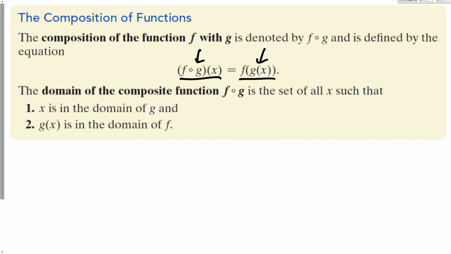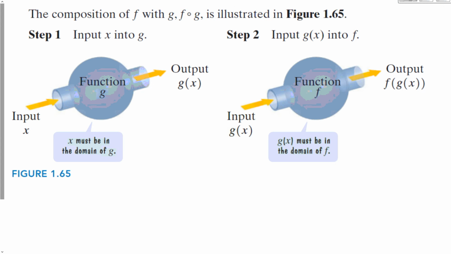The domain can get a little trickier. Okay, so the domain of the composite function f of g is the set of all x such that x is in the domain of g, because that's my input into g, and then that's my input into f. So g of x must be in the domain of f, and we'll see what that looks like in a second.